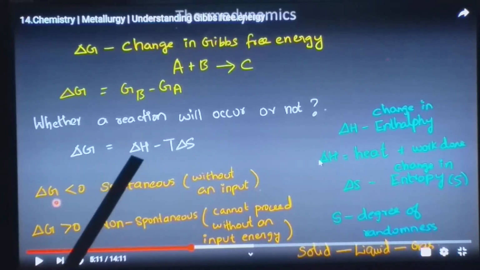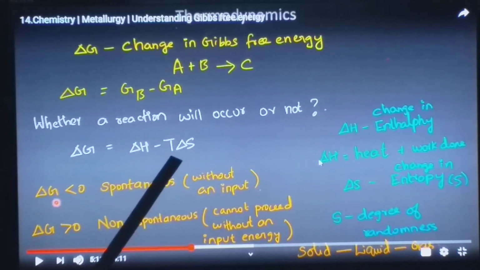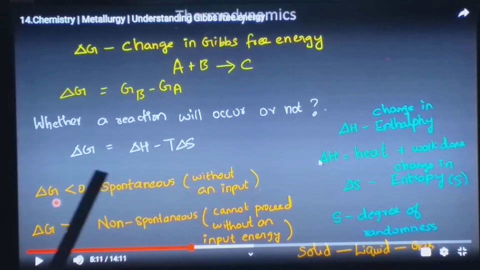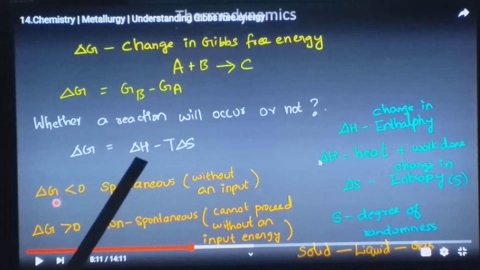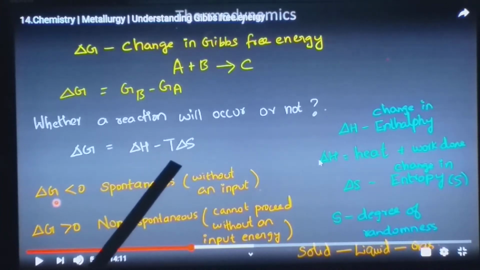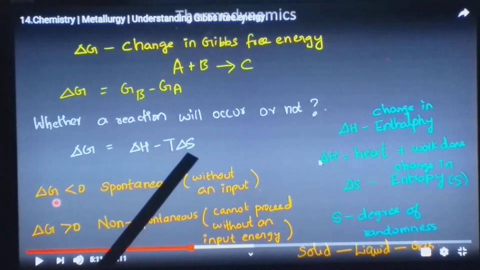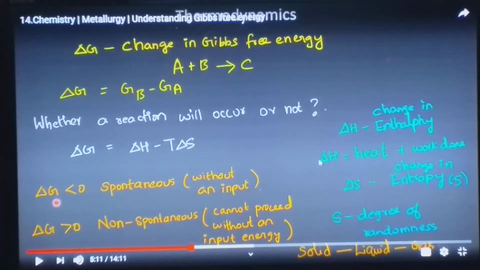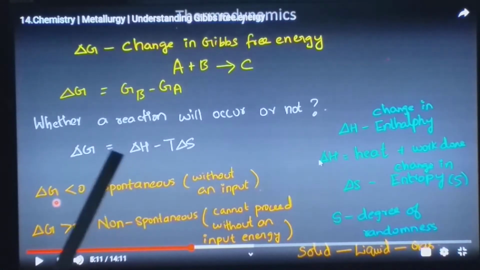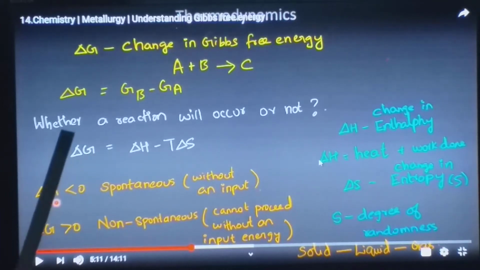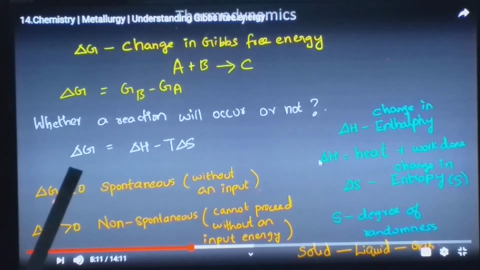Del G equals del H minus T into del S. Del G means change in free energy, del H is the change in enthalpy, T is the temperature in Kelvin, and del S is the entropy change. Using this formula only, we can predict the delta G value, that is, the Gibbs free energy change.